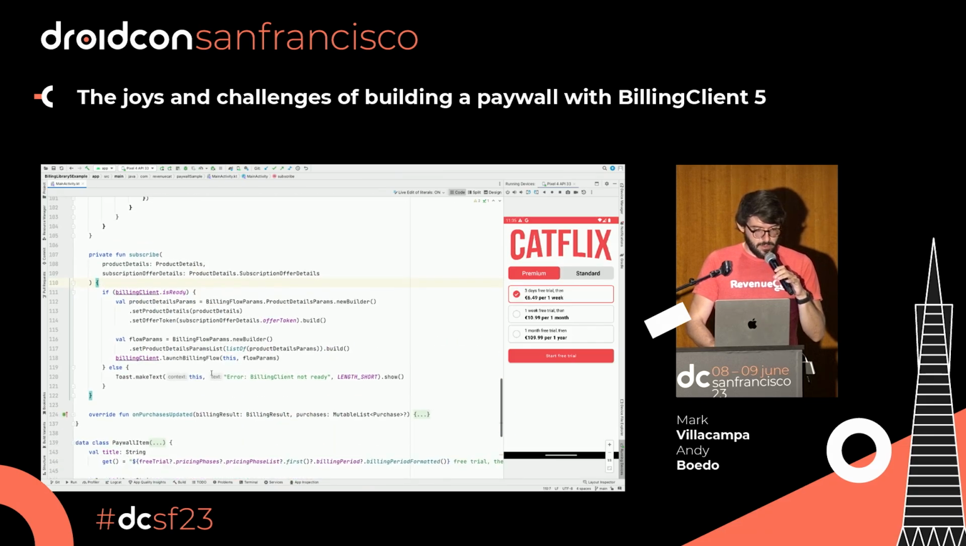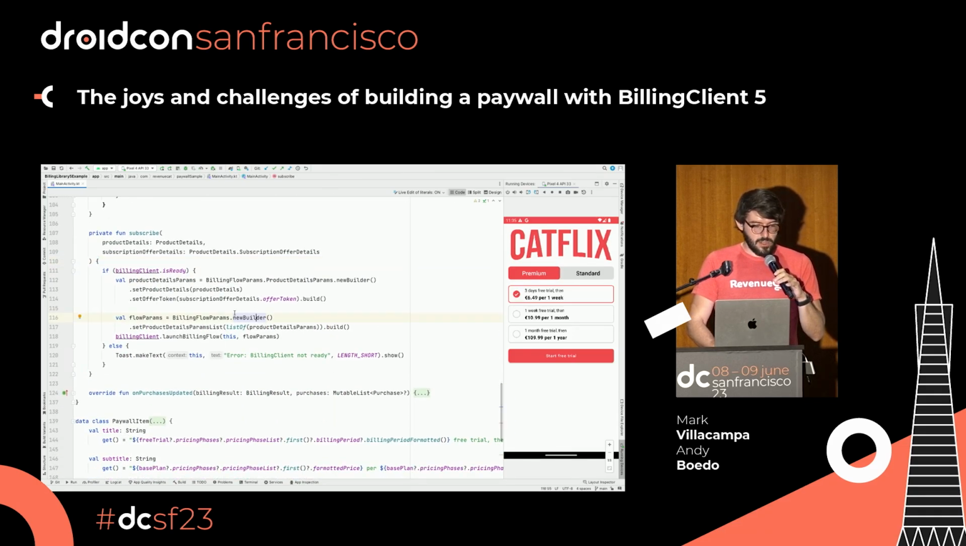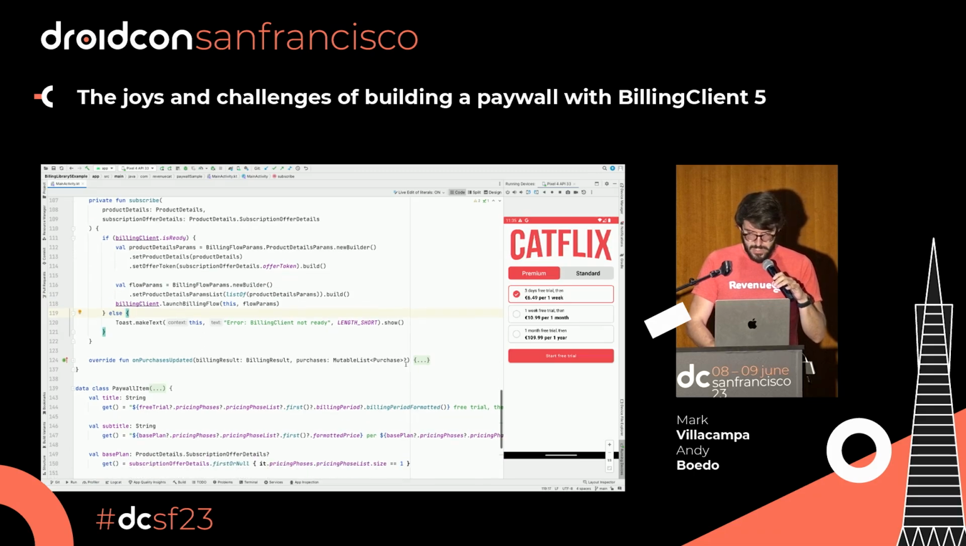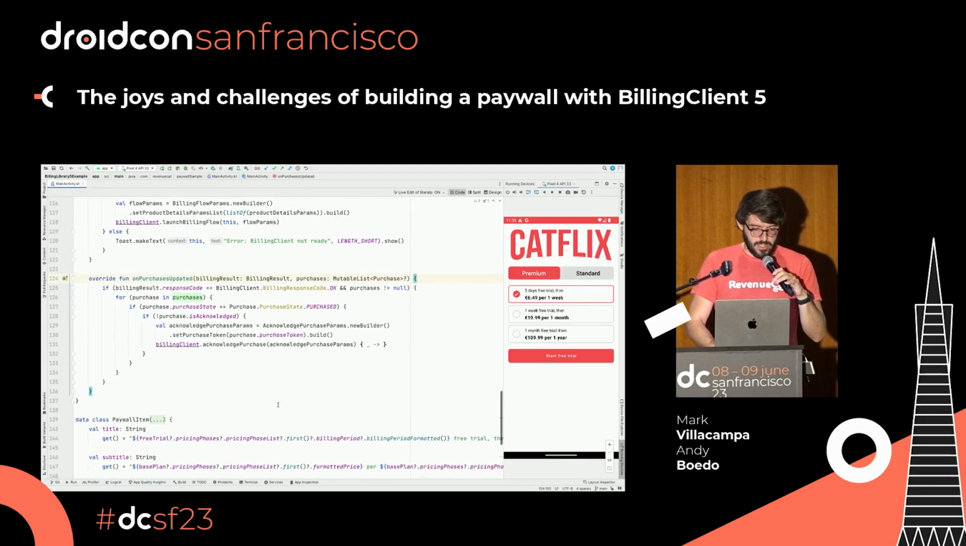And now in the subscribe callback, because a product is now a combination of a base plan and an offer, in order to start a purchase, we need to set the product details, but also the offer token. The offer token is a user-specific token for a specific offer, because not every user can be eligible for every offer. Maybe there are some users who have already had a free trial or introductory price, so this is a specific token for that user, but then you would just call the launch billing flow again, and it would be pretty much the same. And then you also need to acknowledge the purchase here.